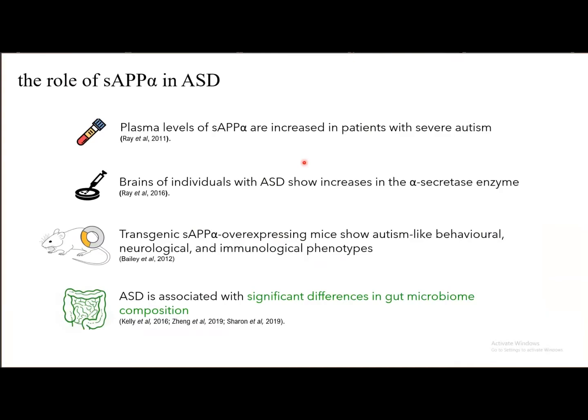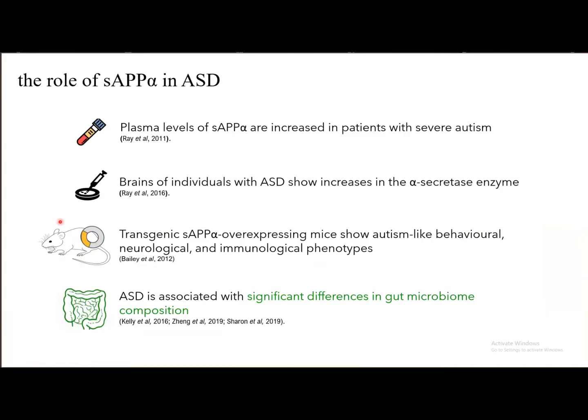If you take the brains of people with ASD and you look through them, you will find increases in the alpha secretase enzyme in general, which is again the thing that cleaves APP into SAPP alpha. And a couple down in Florida, a number of researchers created this transgenic mouse model, which overexpresses SAPP alpha in a neuronal promoter gene. So what happens when you overexpress SAPP alpha in these mice, you get autism-like behavioral, neurological, and immunological phenotypes. So that's very interesting.